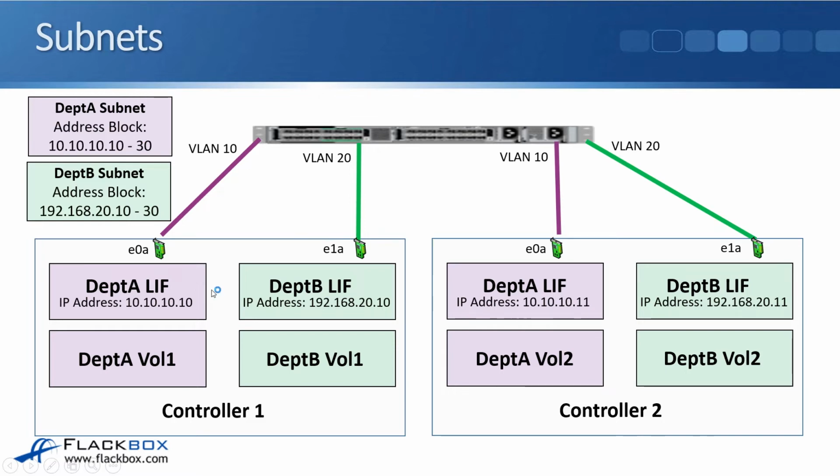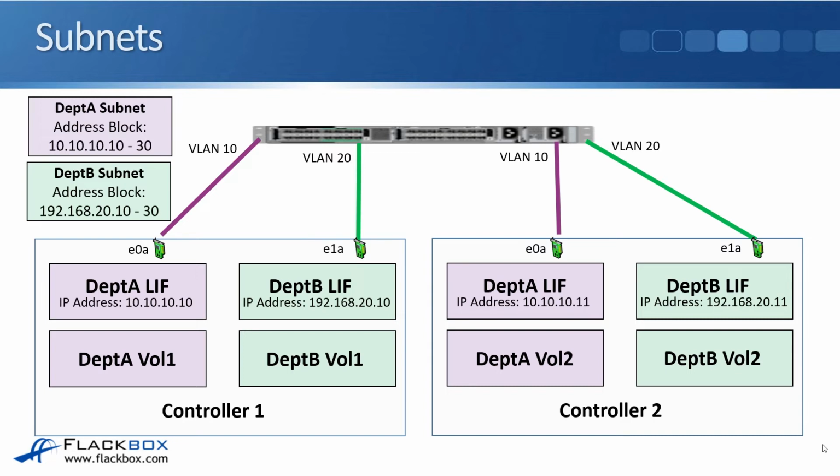Then later, when we create our LIFs, we can say that we want them to get an IP address from that subnet. So when we create our first LIF for Department A, we say that we want to allocate it an address from the Department A subnet. It will get the first IP address in the pool, which was 10.10.10.10. Then when we create our second Department A LIF, again we say we want it to get an IP address from the subnet. It will get the next available one, which is 10.10.10.11. When we create a LIF for Department B, we say to allocate an address from the Department B subnet. So the first LIF will get 192.168.20.10. The next LIF will get 192.168.20.11. So it just gives us a convenient way to allocate the IP addresses to our LIFs.